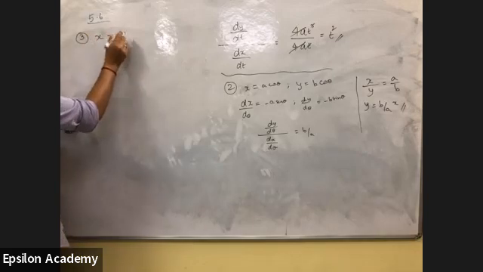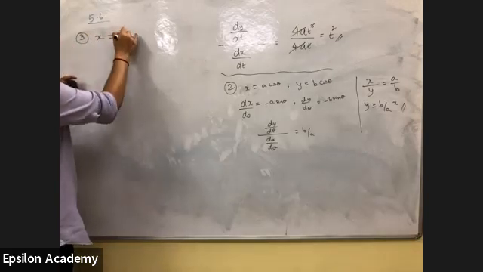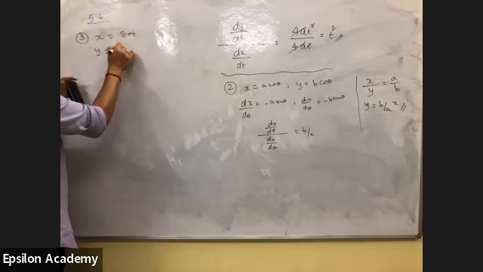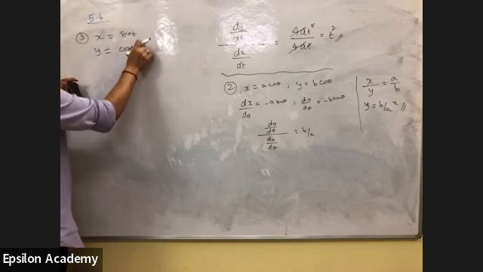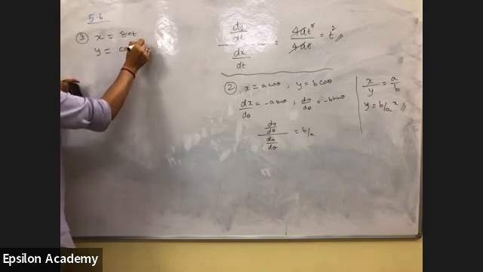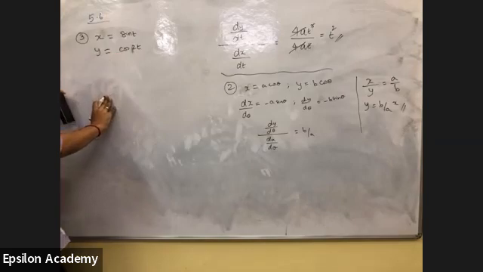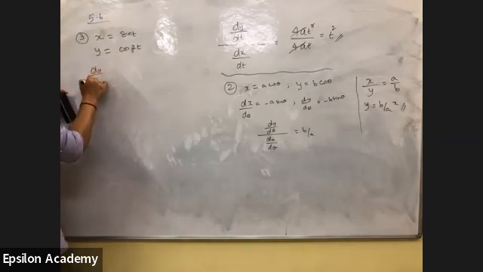What is the problem? X is equal to sin t, y is equal to cos 2t. Let's not worry about finding the curve. So what is dy by dt? Minus 2 sin 2t. dx by dt is cos t. So what is dy by dx?